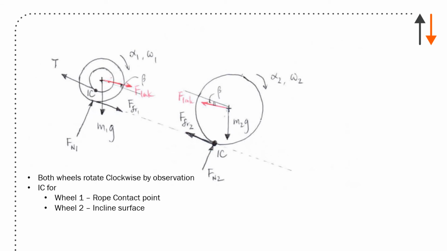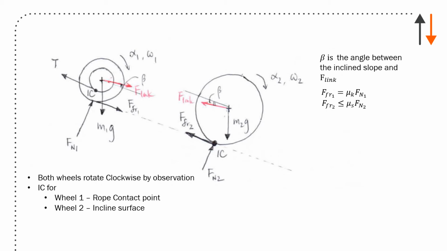So here's the free body diagram. Both wheels rotate clockwise by observation. We kind of expect that's the direction they'll go down the rope or down the ramp. The IC for wheel 1 is at the point of contact. The IC for wheel 2 is at the incline surface. And so that's kind of what you're thinking about at that point. Beta is the angle between the incline surface and the link. And so you have all of this information.